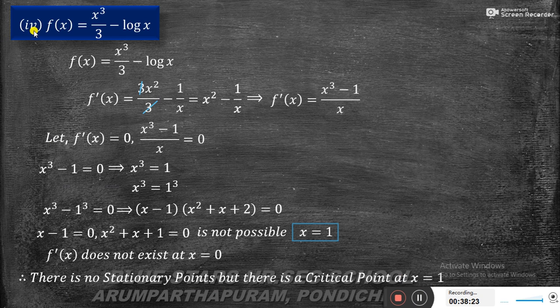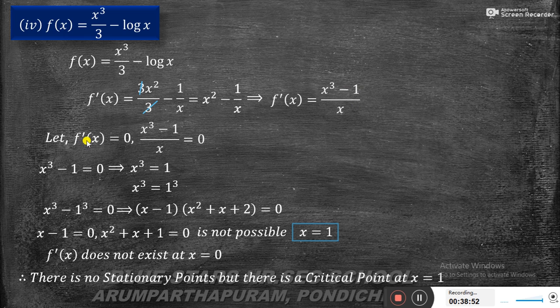Next, the fourth subdivision: f of x equal to x cube by 3 minus log x. I write the given function and differentiate. f dash of x equals 3x square by 3 minus, differentiating log x, 1 by x. So 3 cancelled, x square minus 1 by x. Next I do the cross multiplication: x into x square is x cube, minus 1 by x.